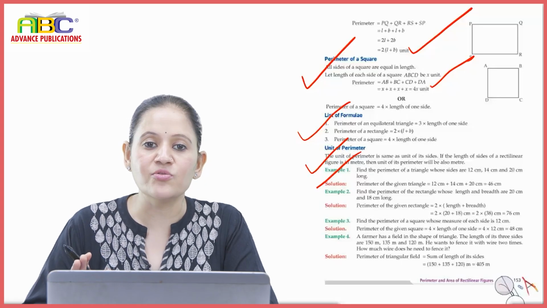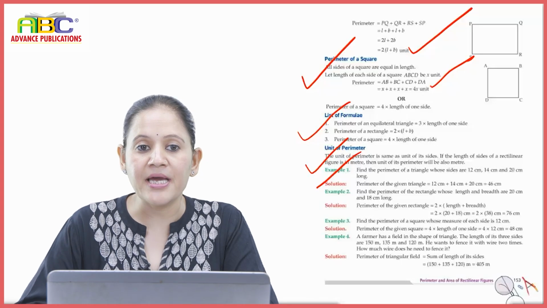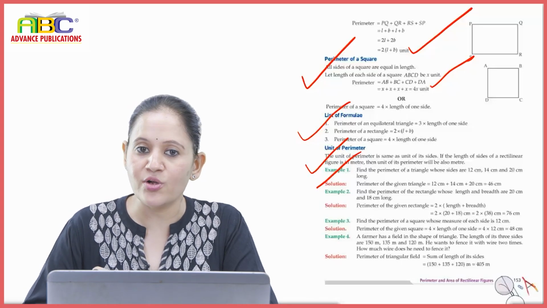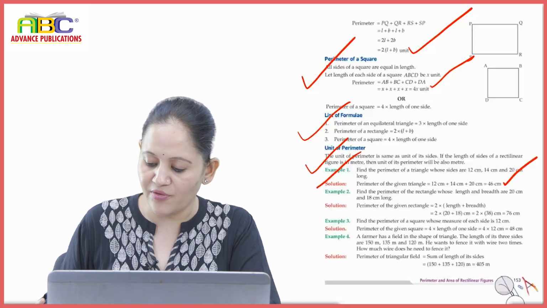Now we'll take an example. Find the perimeter of a triangle whose sides are 12 centimeter, 14 centimeter, 20 centimeter long. So perimeter of the triangle, sum of all sides, means 12 plus 14 plus 20, 46 centimeter. That is the perimeter of the given triangle.